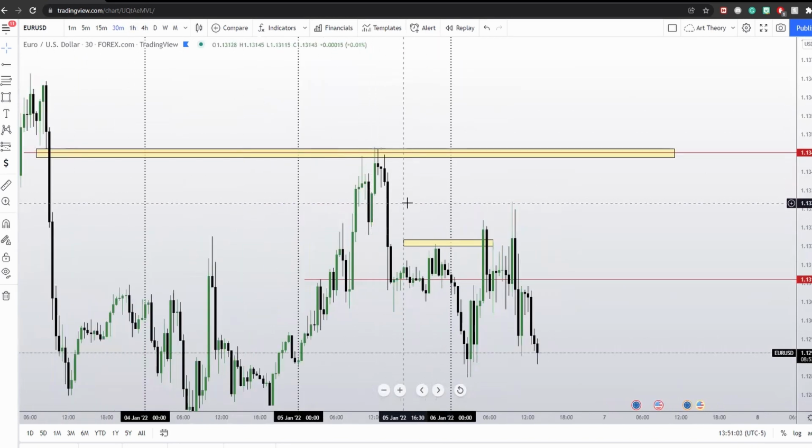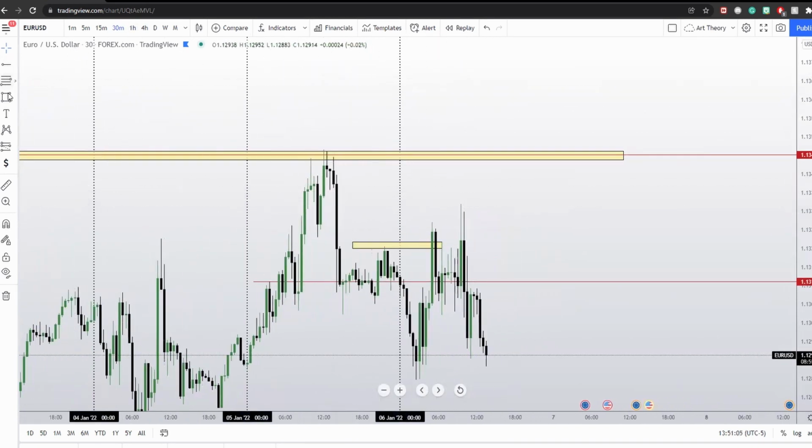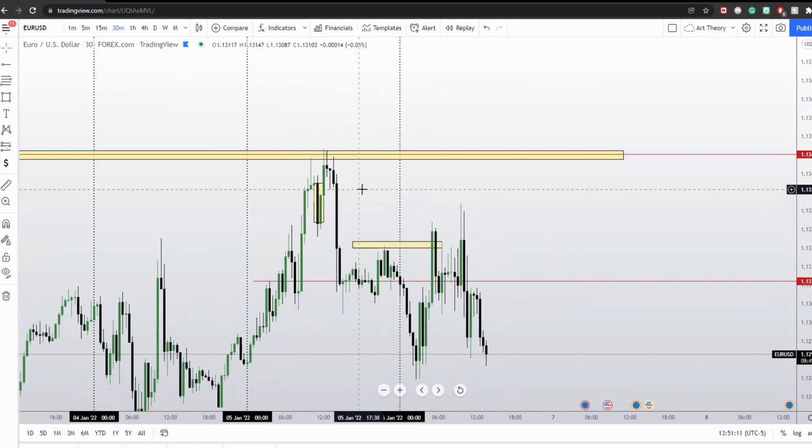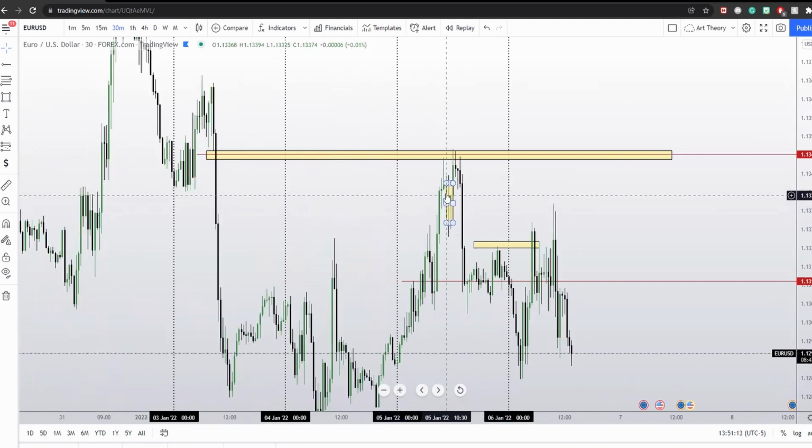So after that, I saw this beautiful breaker just resting here. Okay. And this was the one that was like, hey, this took out price here, came lower. All I'm waiting for is price to come up here.